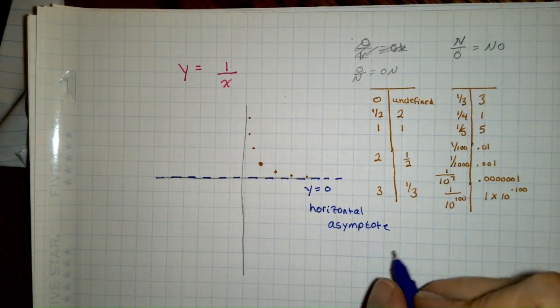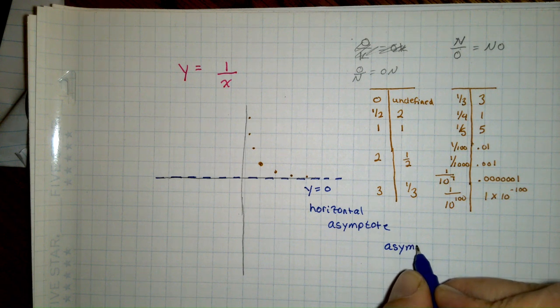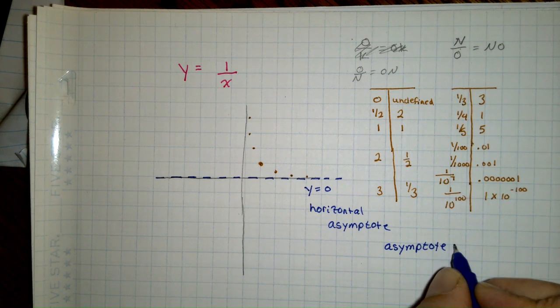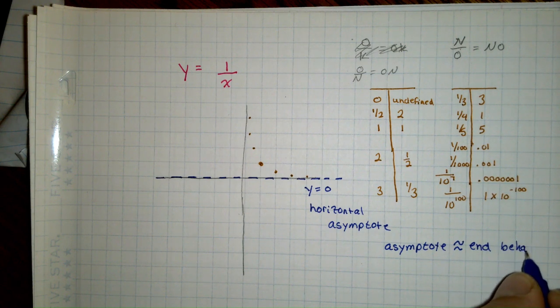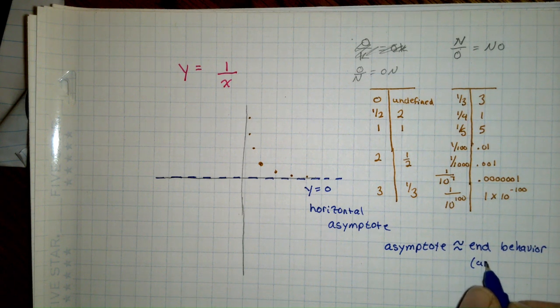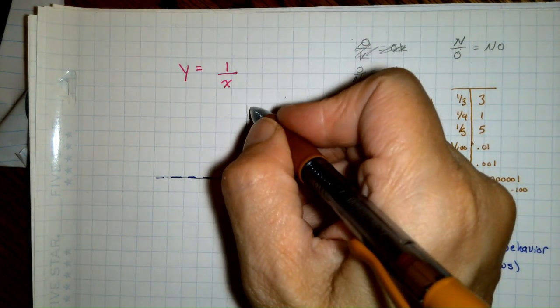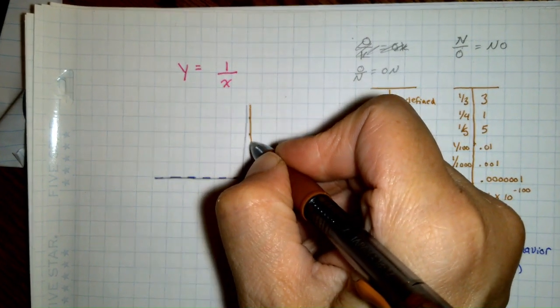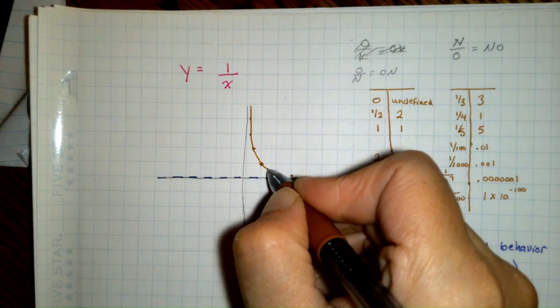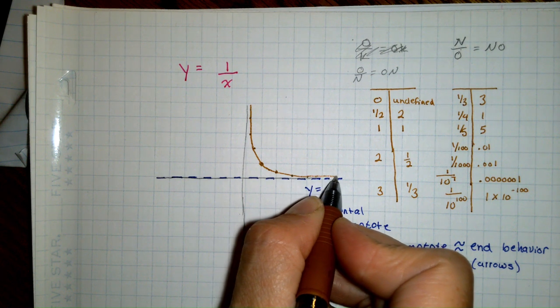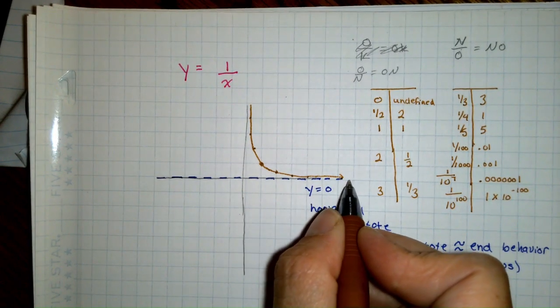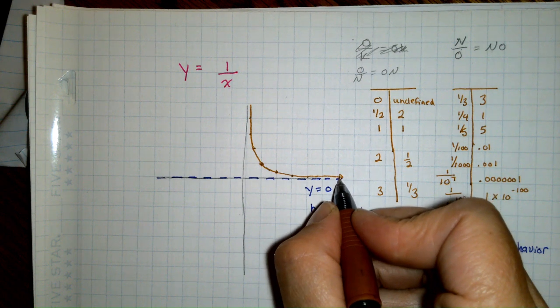The entire point of an asymptote is to approximate end behavior. Ends are your arrows. And as you notice, we're getting closer and closer and closer to a y value being 0 at this arrow right here.